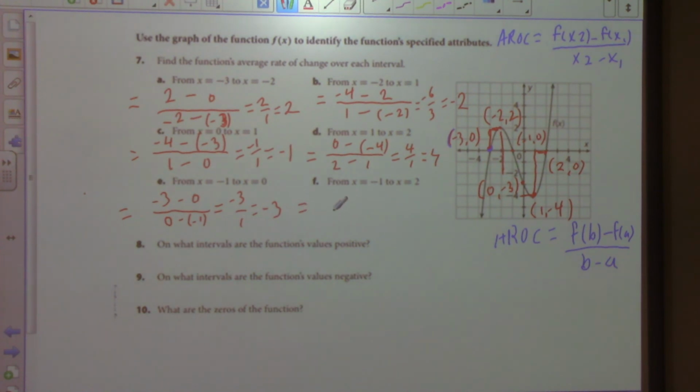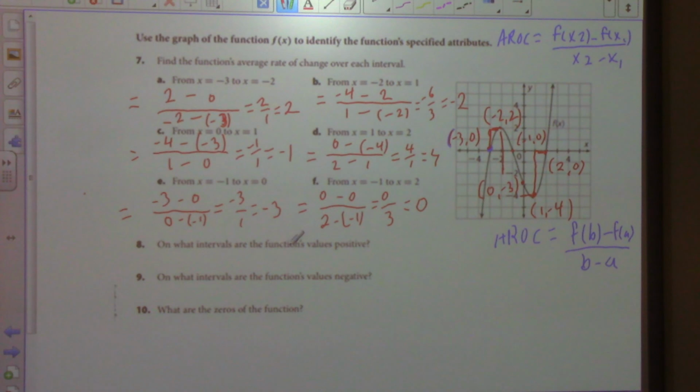And finally for this one, we're going from x equals -1 to x equals 2. So we go to 2 here, we have 0, which is f of x2, and then x2, which is 2. And then over here, for -1, we have (-1, 0), right? So we put minus 0 and minus -1. What's that going to be? 0 over 3, which is equal to 0.